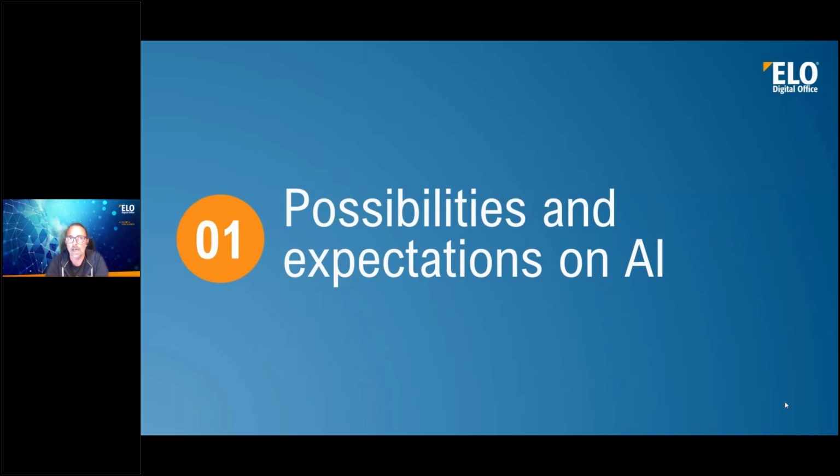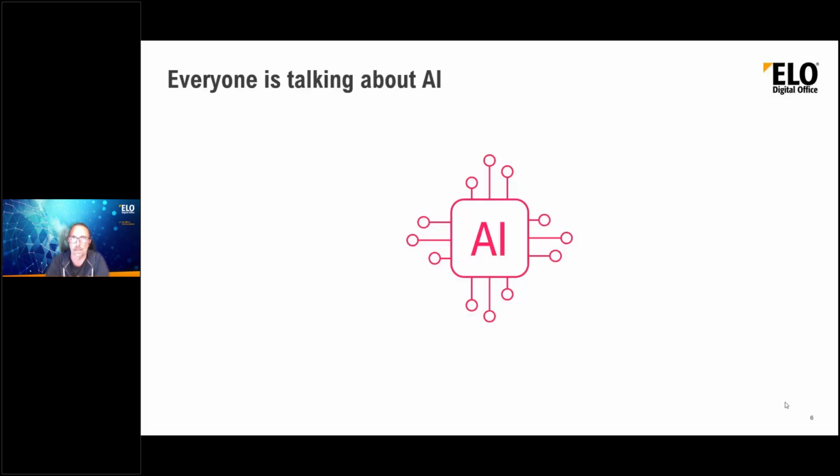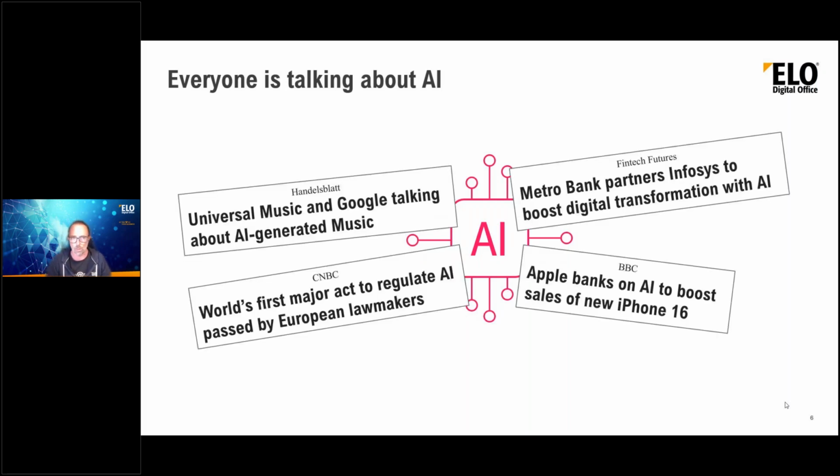So let's have a look at the possibilities and expectations on artificial intelligence, because everyone's been talking about artificial intelligence for the last, let's say, 2 years or something, and they have some expectations of what artificial intelligence can do, and where we will have some use cases with artificial intelligence. For example, the new iPhone uses artificial intelligence. Universal Music and Google want to create AI generated music. They're talking about AI generated music and so on. So those are some headlines on artificial intelligence.